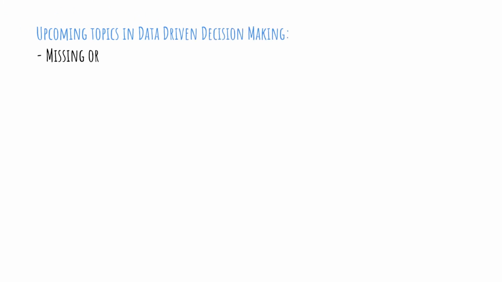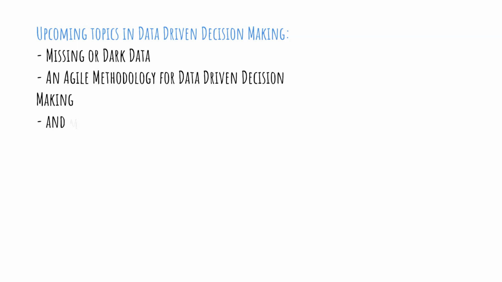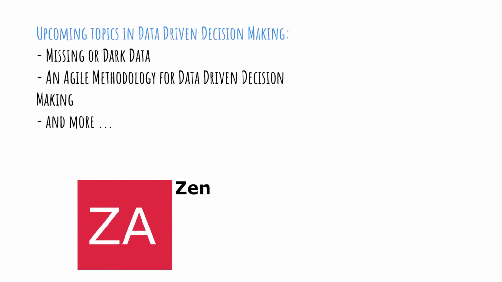Next topics that will be covered in this series will be missing or dark data, knowing what you don't know, and an agile methodology for data-driven decision-making, how to make it happen.